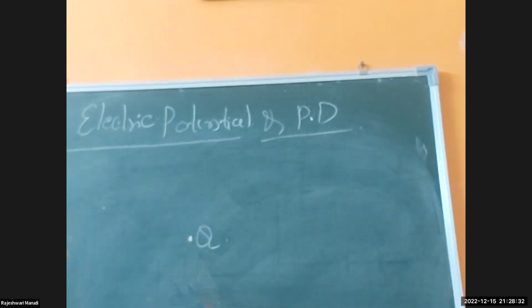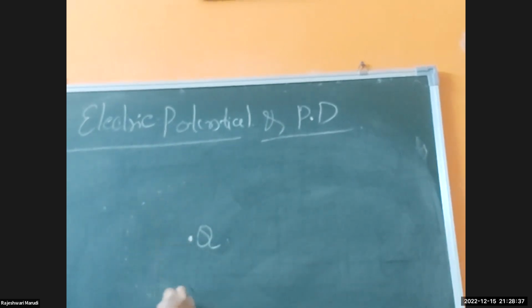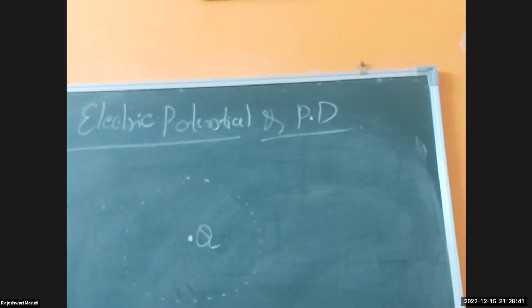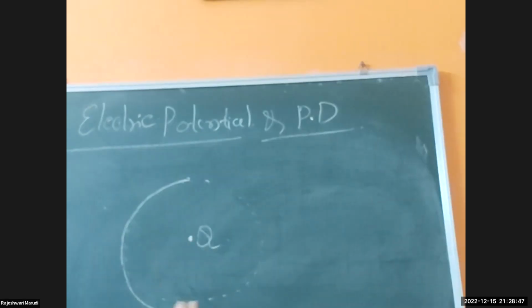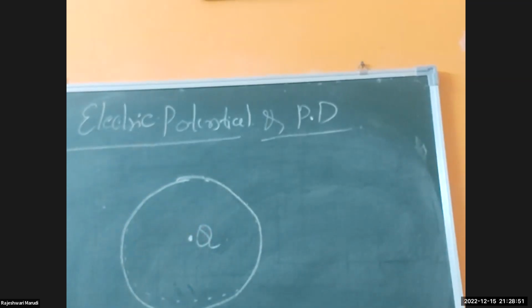Here, by seeing this, you can define it now. Field is what? The space or the region around the charge. The space or the region around the charge is called an electric field.